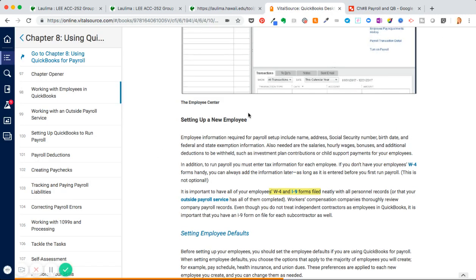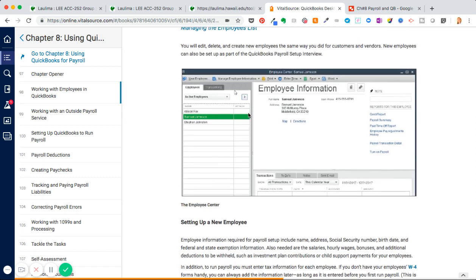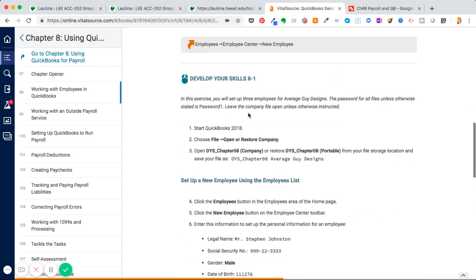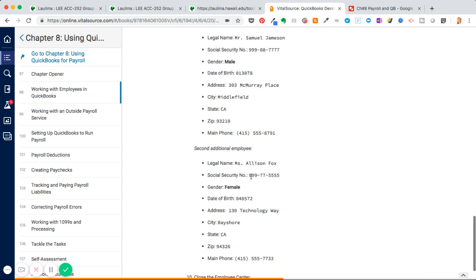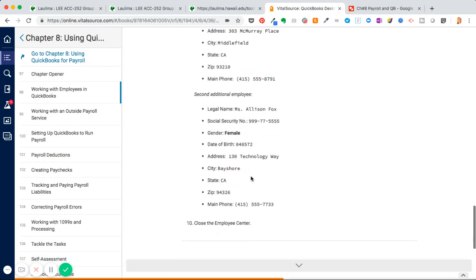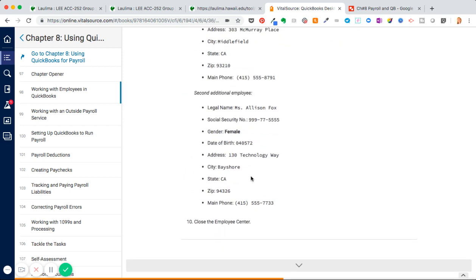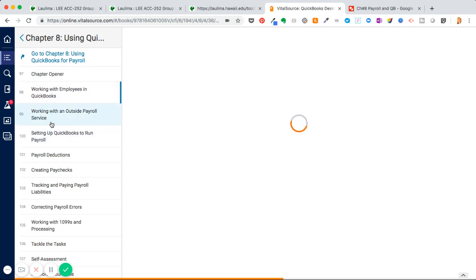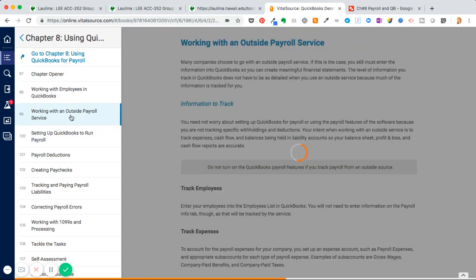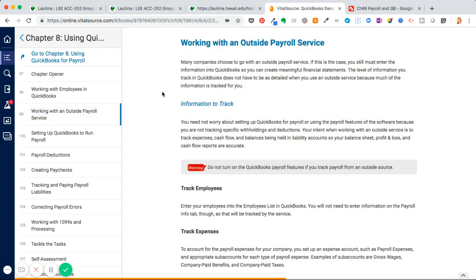So before we go deeper into how you'll start doing things in QuickBooks, because QuickBooks takes this perspective of this is how we enter it, you can see working with an outside payroll service. Oftentimes you just hire an outside payroll service to do payroll for your employees.